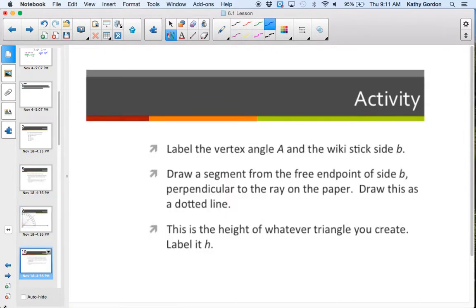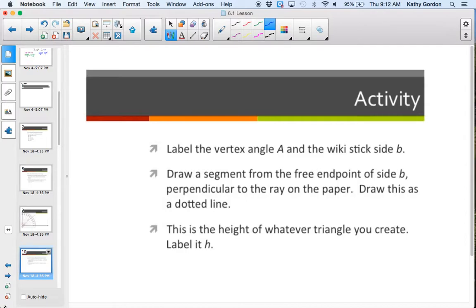Now on your paper, with your wiki stick stuck to it, label the vertex as angle A, and label the wiki stick as side B. Then from the free endpoint of side B, draw a perpendicular segment down to the ray on the paper and draw it as a dotted line. This is going to end up being the height of whatever triangle we create, so label it H.